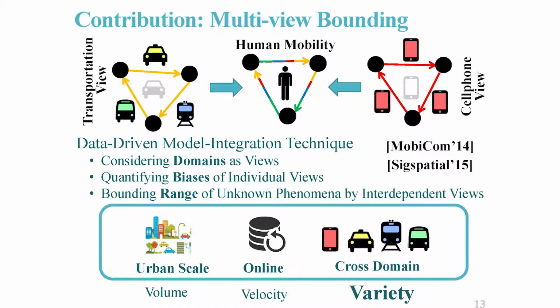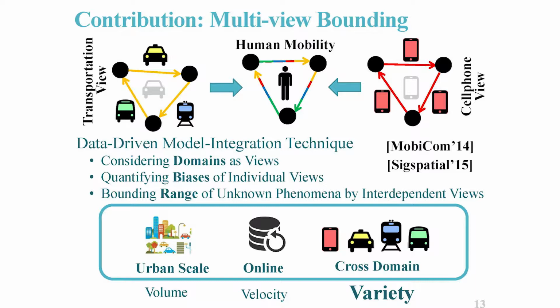So the technique we have proposed is called the data-driven model integration technique, which is called multi-view bounding. We consider different urban domains as different views, and we try to quantify the bias of individual views and to bound the range of this unknown phenomenon, which is the human mobility we try to understand, by using these interdependent views. So essentially, this technique is for a model driven by data at urban scale, collected online across different urban domains, which fits the classic definition of big data with high volume, high velocity, and high variety.